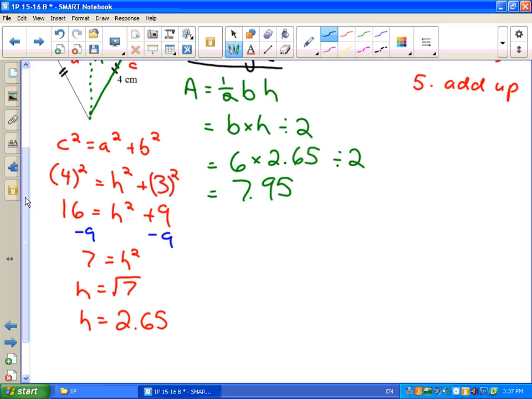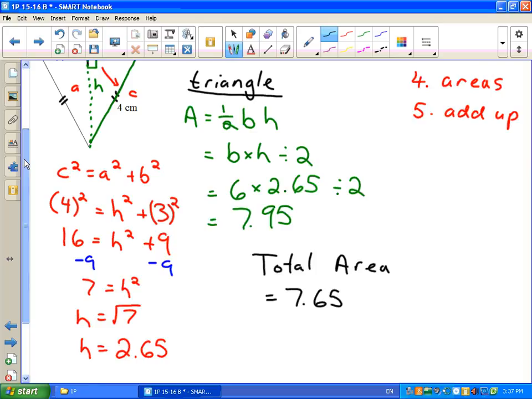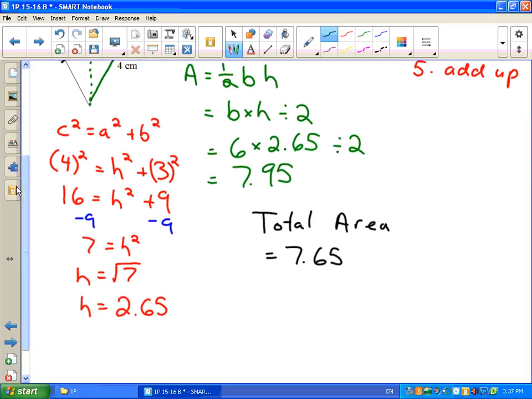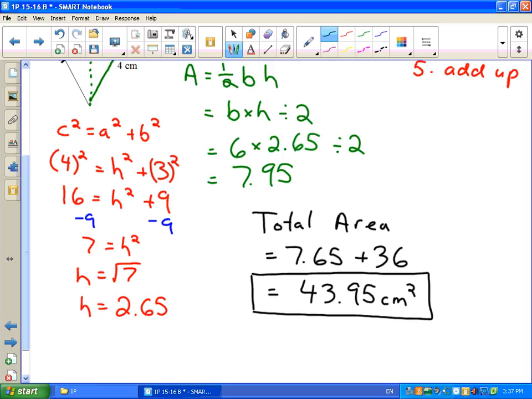So now all that's left to do is step 5 here. Let's add these things up. So my total area is going to be that 7.65 from my triangle plus the 36 from my square. It gives me a total area of 43.95, and it's an area, so it has to be centimeters squared. And I put a box around it to show that that's my final answer.